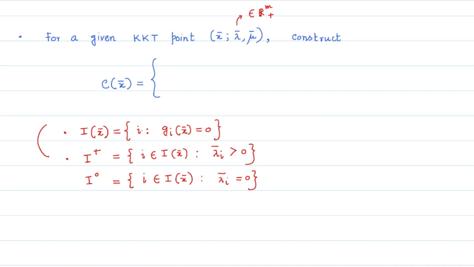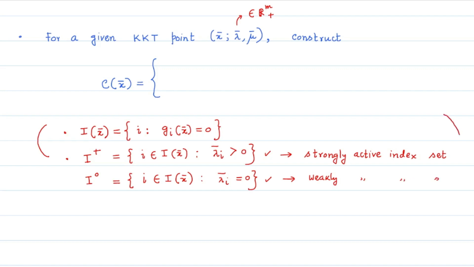But for those small i's which belong to this active set of indices, we are not sure whether lambda_i bar is greater than 0 or equal to 0. They can be anything, greater than 0 or equal to 0, right? So we break this active set of indices into two parts, I plus and I naught. We notice that I plus union I naught is the entire active set of indices I(x bar). Commonly, this set I plus is referred to as the strongly active index set, and this set I naught is called the weakly active index set.